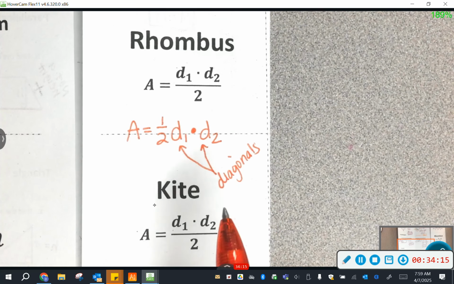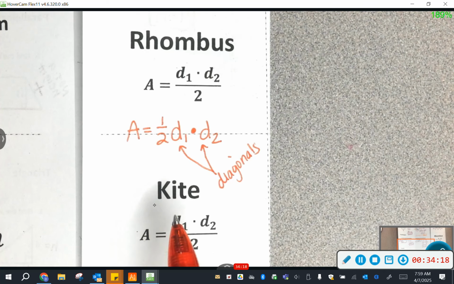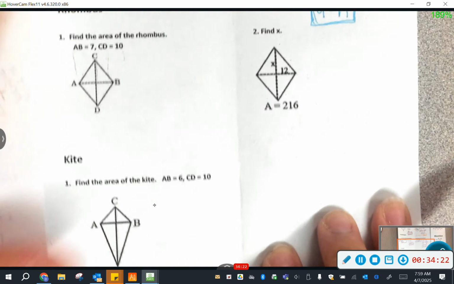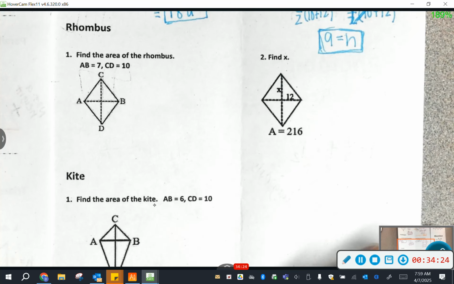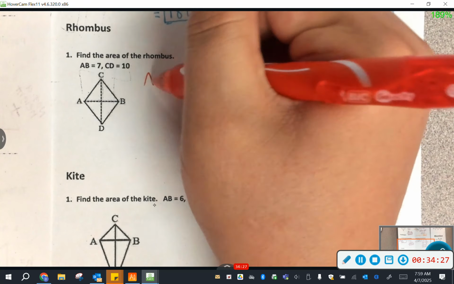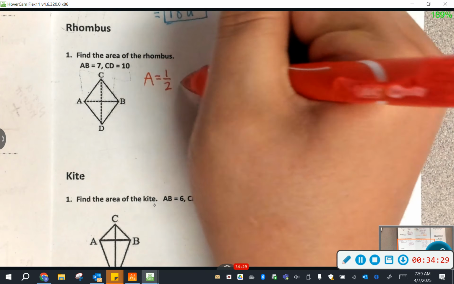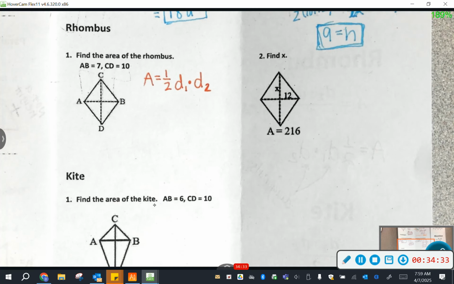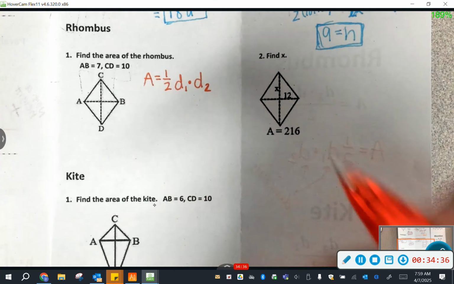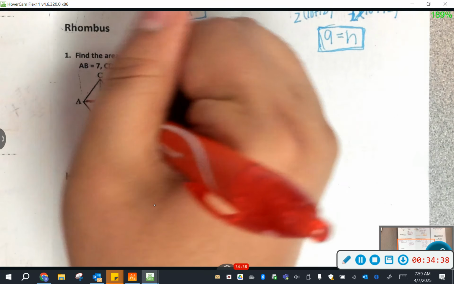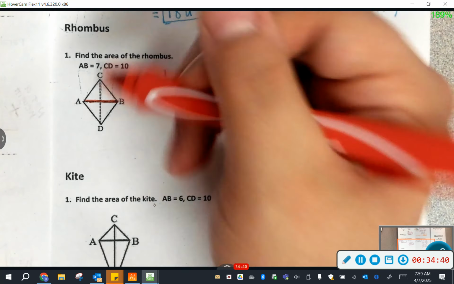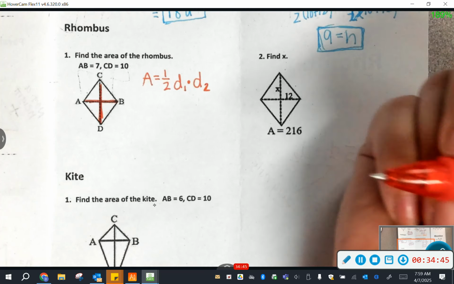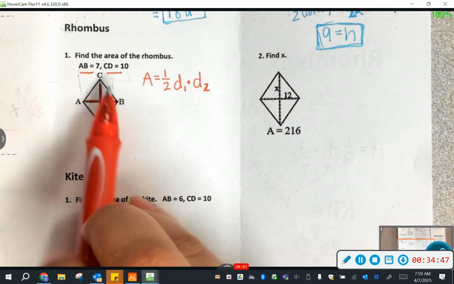Open up once you've written this formula down. How do we find the area of a rhombus? Well, my formula is 1/2 D1 times D2. It doesn't matter which one's which. So AB is what? 7. CD, what's CD? 10. I'm just reading up top right there.